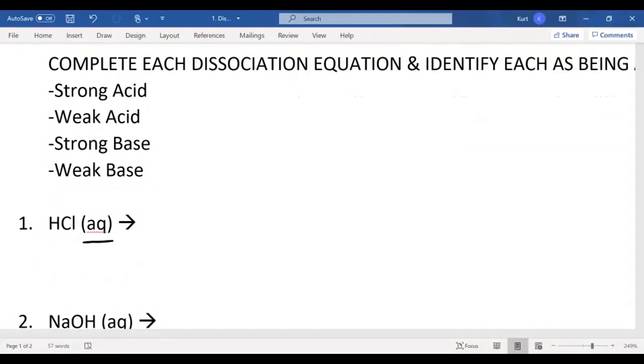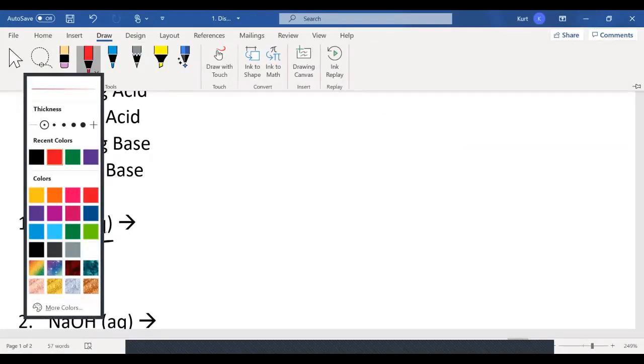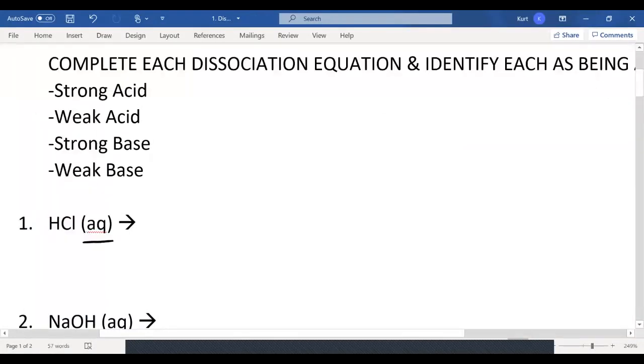So take a look at HCl. Does it have a hydrogen ion or does it have a hydroxide ion? So would you say that would make it an acid or would that make it a base? That would make it an acid. So we're going to use red for that. You didn't have to use red, but as I told you yesterday, red means acid, blue means base.